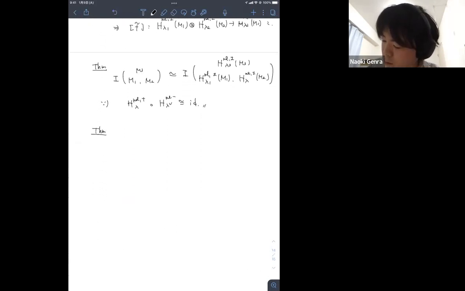And also, if the fusion product is well defined in this category or in this category, this relative semi-infinite cohomology functor is compatible with the fusion product.